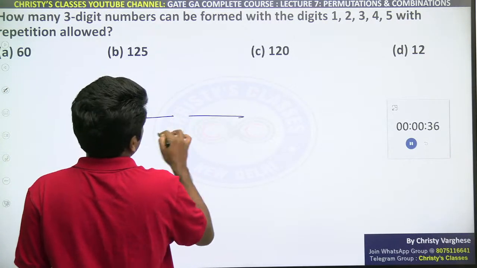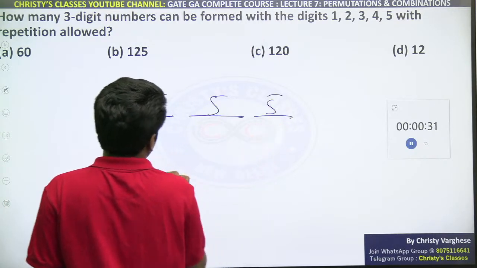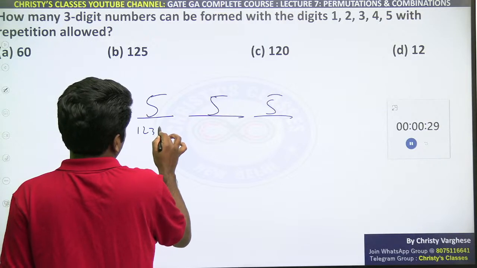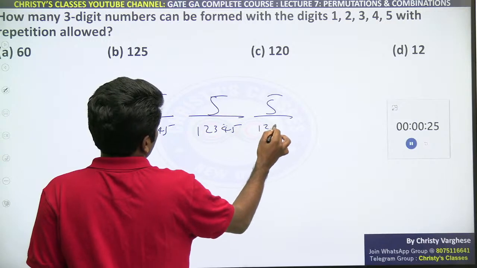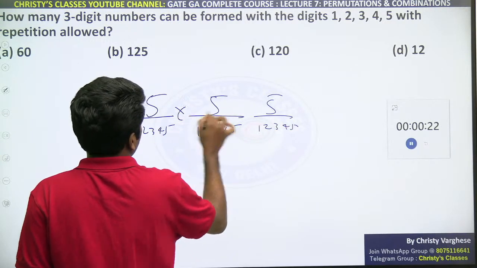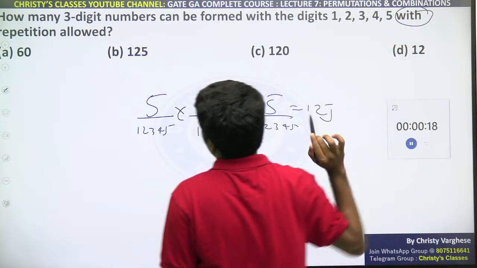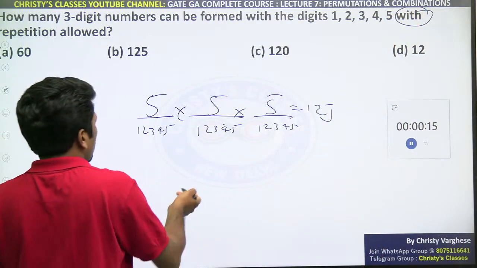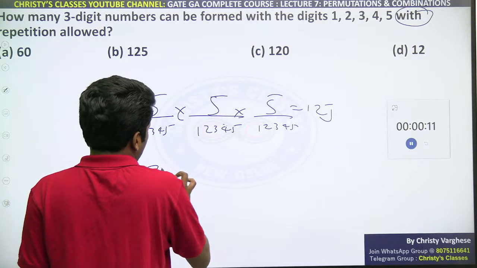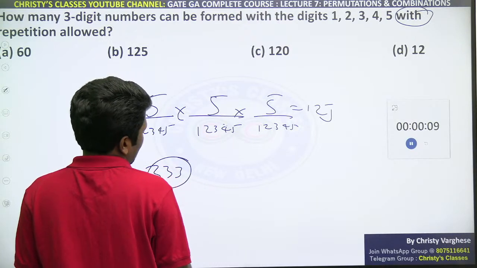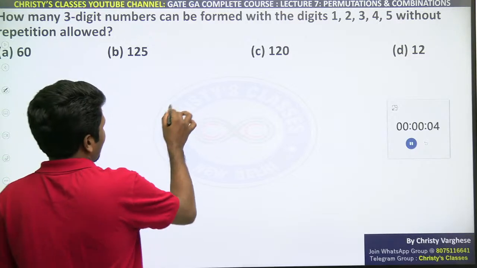With repetition means you can take 5 possibilities here, 5 possibilities here. This can be filled with 1, 2, 3, 4, 5. Any digit is okay. So 5 into 5 into 5, 125. I read it wrong, I read it as without. With repetition, you can use the same digit. That means 333 is a valid example of this 3-digit number. But with without repetition, that is what I explained earlier.